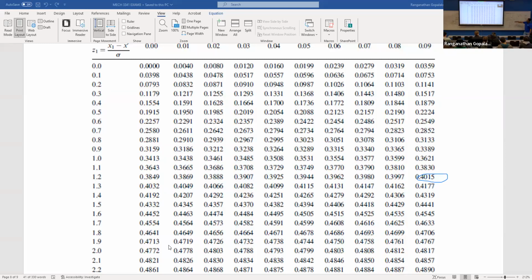So half minus, what is for 1.5? 0.4332. How much is that? 0.5 minus 0.4332 is 0.0668.